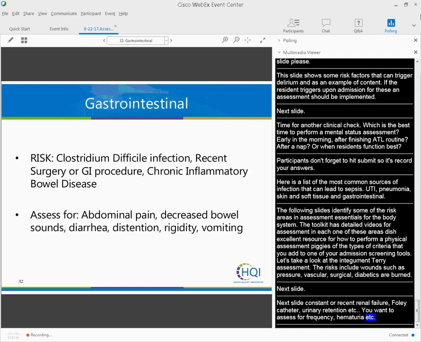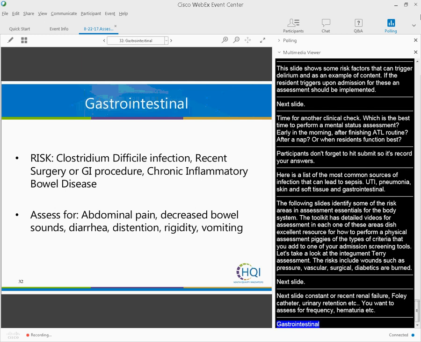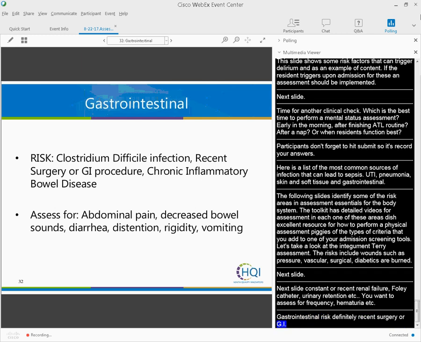Gastrointestinal risk, definitely C. diff. Candy talked about that earlier. Recent surgery, GI procedure, chronic inflammatory bowel disease. Your staff will want to assess for abdominal pain, decreased bowel sounds, diarrhea, distension, rigidity, vomiting. Next slide, please.